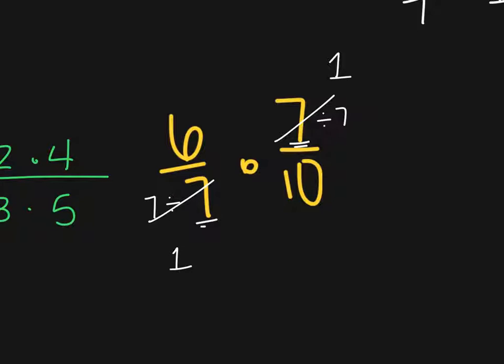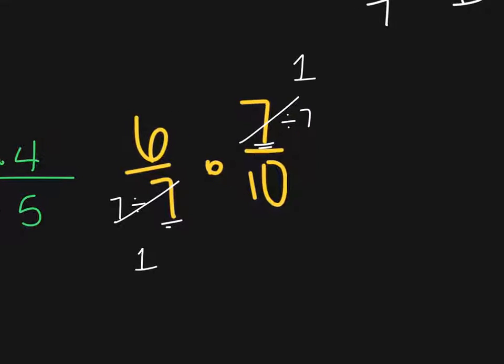So now I have 6 times 1 on top, and then 1 times 10 on the bottom. Now I also see a common factor between 6 and 10. Each of them can be divided by 2. And remember, I can only simplify diagonally this way. So if I divide each by 2, I end up with a 3, and I end up with a 5.